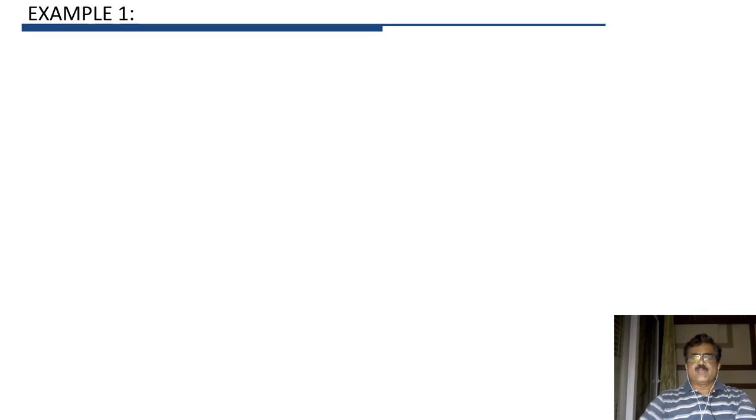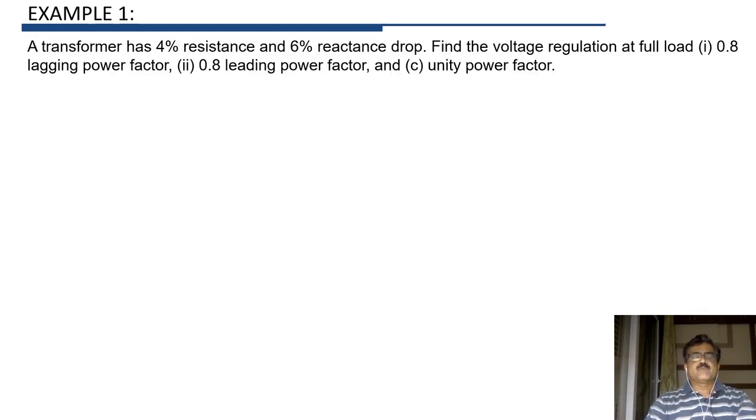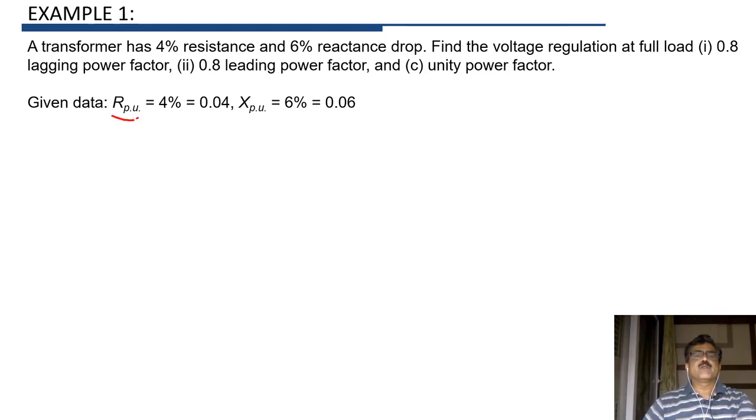Let us now solve one example. A transformer has 4% resistance and 6% reactance drop. As the resistance drop is 4%, the resistance of transformer in per unit, RPU, is given as 0.04, and as the reactance drop is 6%, XPU is equal to 0.06. Find the voltage regulation at full load, 0.8 lagging, 0.8 leading and unity power factor.